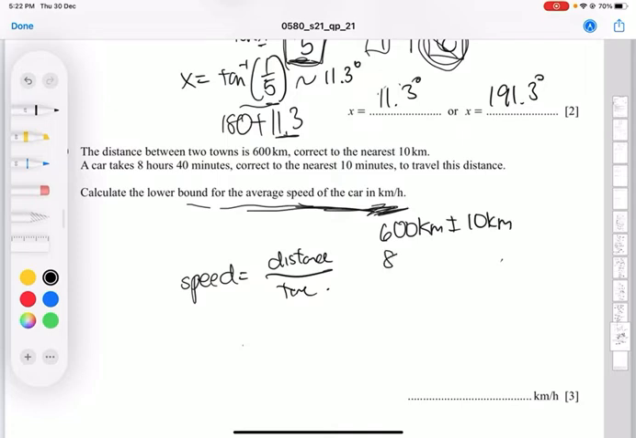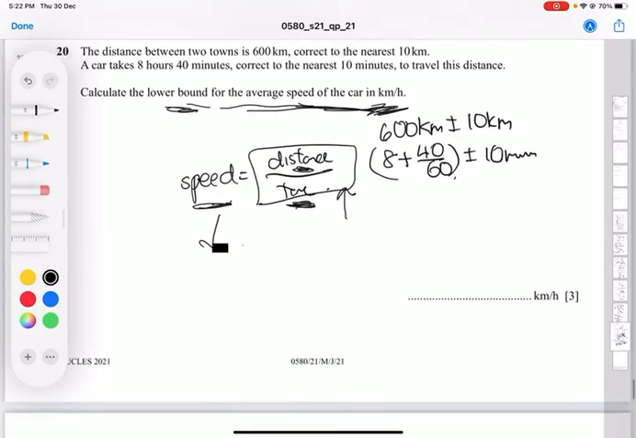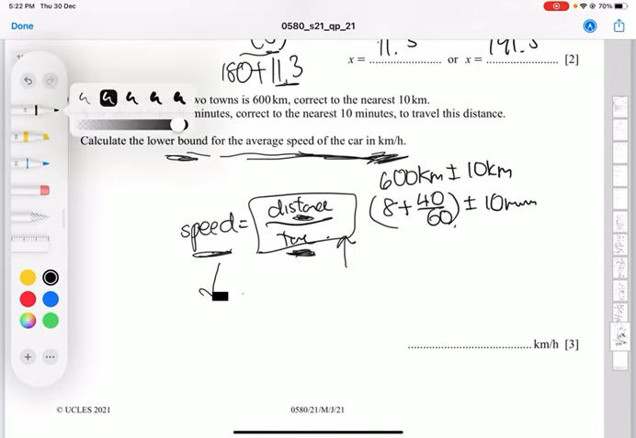The car takes 8 hours 40 minutes, so let's write it into decimal form. 40 minutes is 40 over 60 hours, plus or minus 10 minutes. Just calculate the lower bound. If you look at the formula, when you have a smaller distance, that gives you a smaller value, so that's a lower value for the speed. When you put a larger value for time, it also gives a smaller speed. So that's what you want when you calculate the lower bound: a very large time and a very small distance.